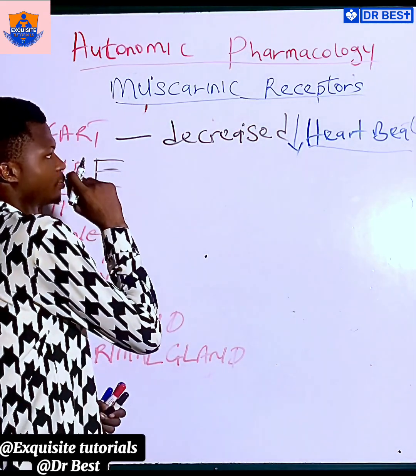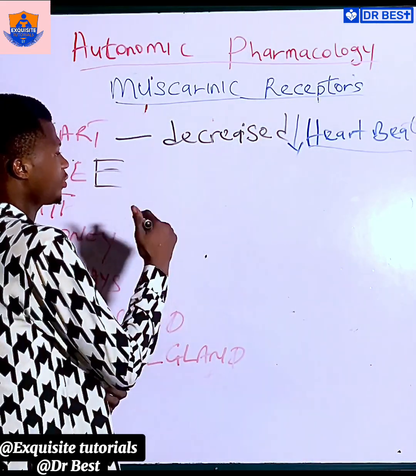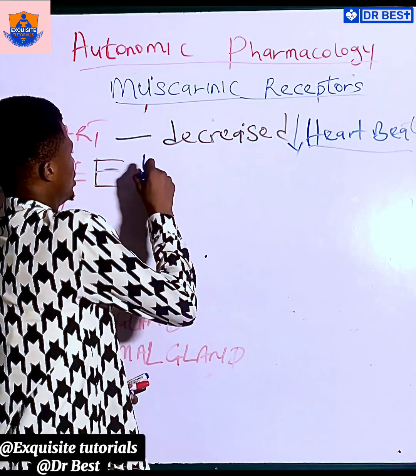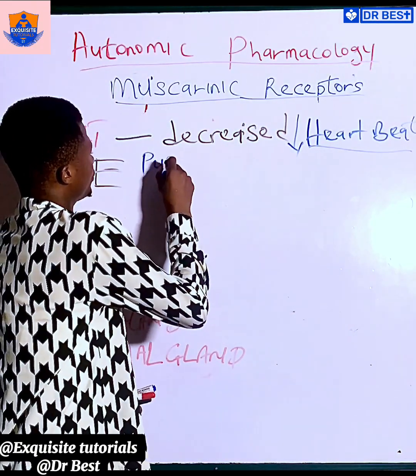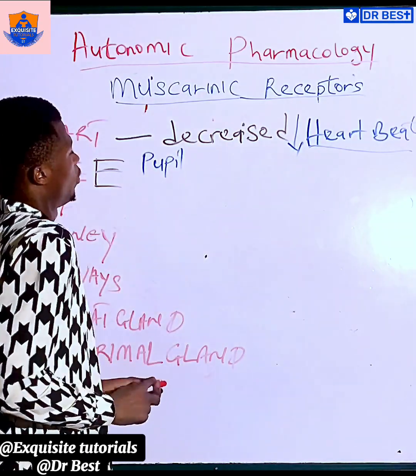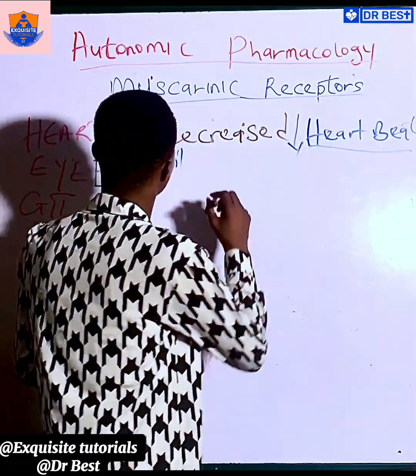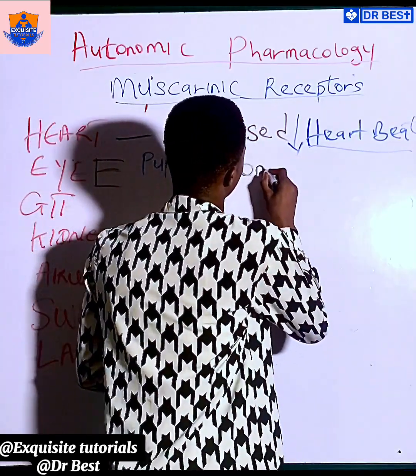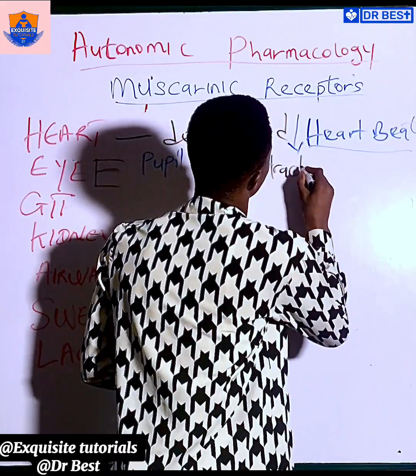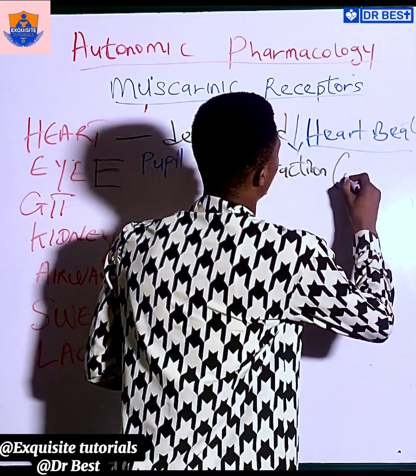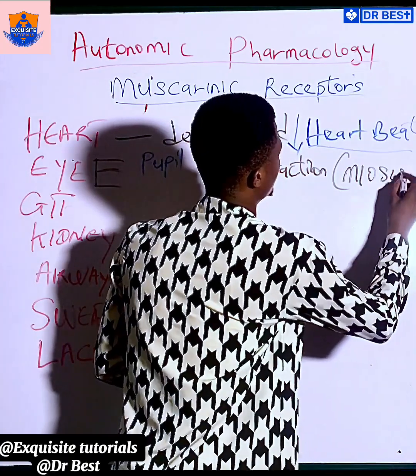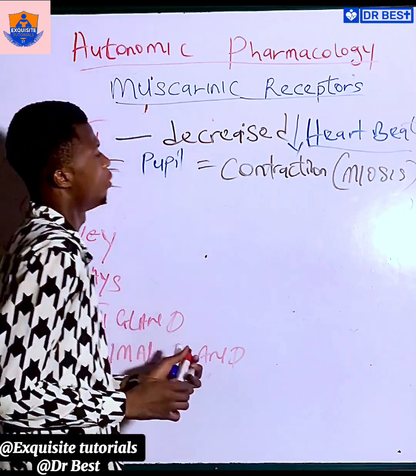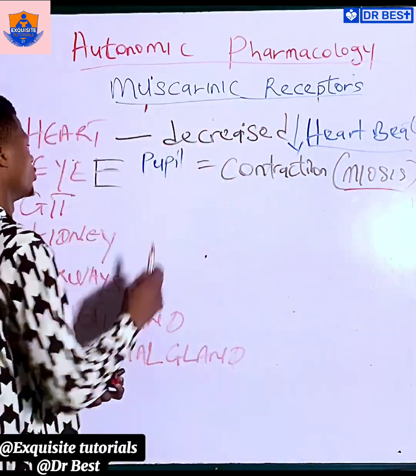Now, when muscarinic receptors in the eye are stimulated, we're going to consider some parts of the eye. Let's talk about the pupil. When they are stimulated in the pupil, it's going to cause pupil contraction, which we can call miosis, right? So it's going to lead to contraction of the pupil.